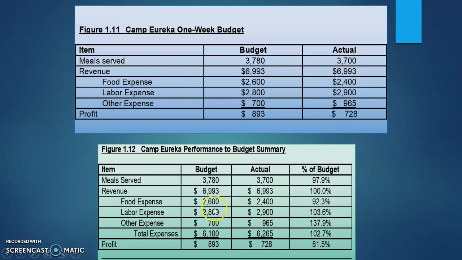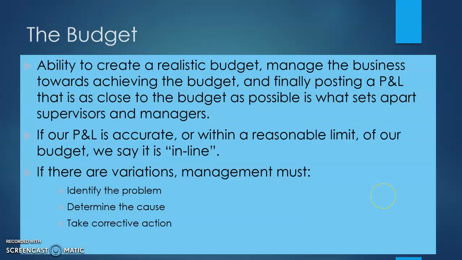There are some categories like labor right here. They actually went over. If you're over 100, that means you went over budget. If you're under, then you're under the budget. So it kind of gives you an example of that. So obviously, like I said, with the budget, the idea is to always be in line with actual numbers.